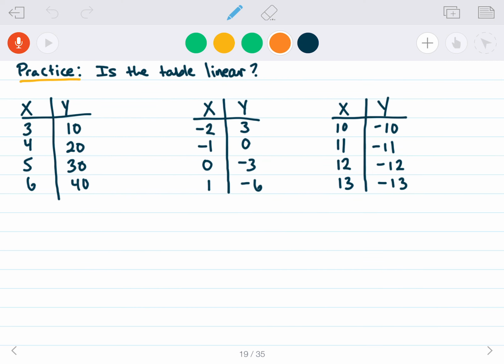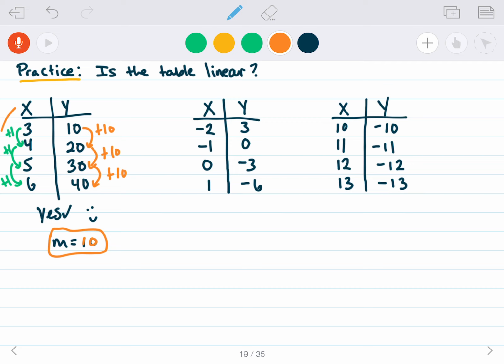So let's do some practice here. Is the table linear? Well, if we look at our x's for the first table, we're going up by 1: 3 to 4 is 1, 4 to 5 is 1, 5 to 6 is 1. Okay, so we're increasing by 1. And then for my y's, 10 to 20 is 10, 20 to 30 is 10, 30 to 40 is 10. So yes, it is linear. As we're increasing by 1 on the x, we're increasing by 10 on the y. And our slope is 10, because that's how much we're changing by for every x.